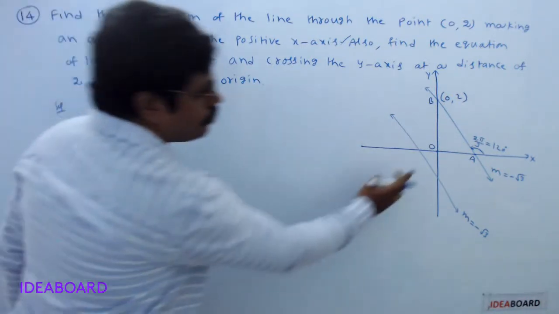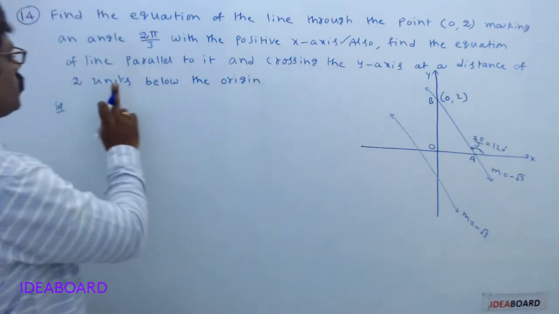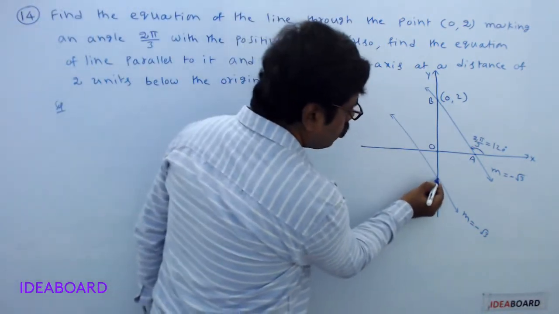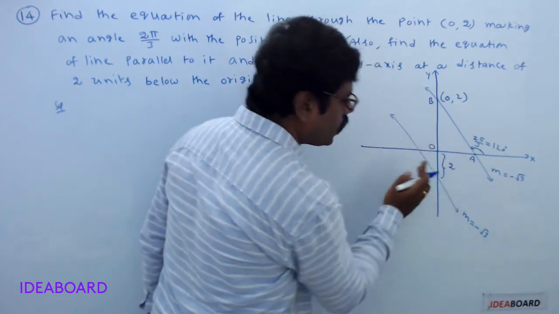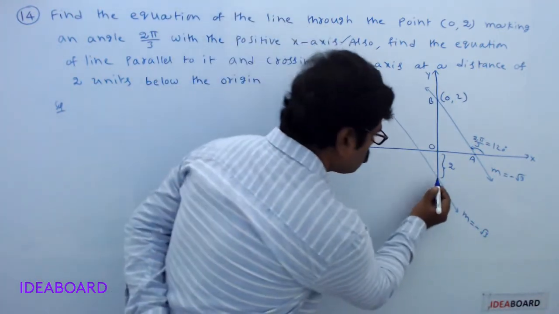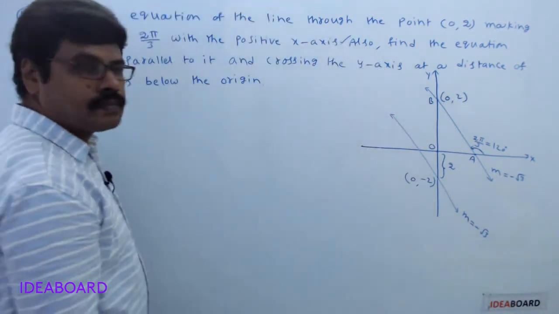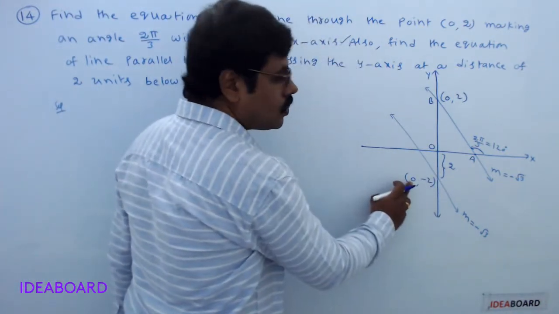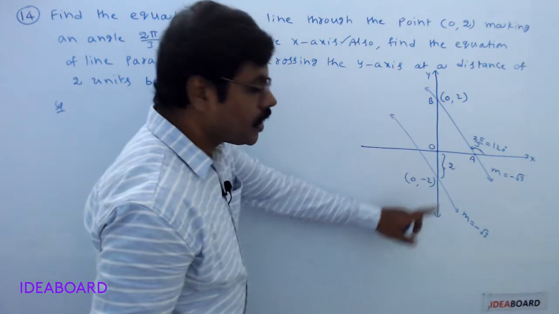Equation of the line parallel to this line and crossing the y-axis at a distance of 2 units below the origin. So this line cuts the y-axis at a distance of 2 units below the origin. So this point lies on the negative y-axis, and its coordinates are 0, minus 2. The x coordinate value is 0. This point is at a distance of 2 units from the origin, so the y coordinate is minus 2.